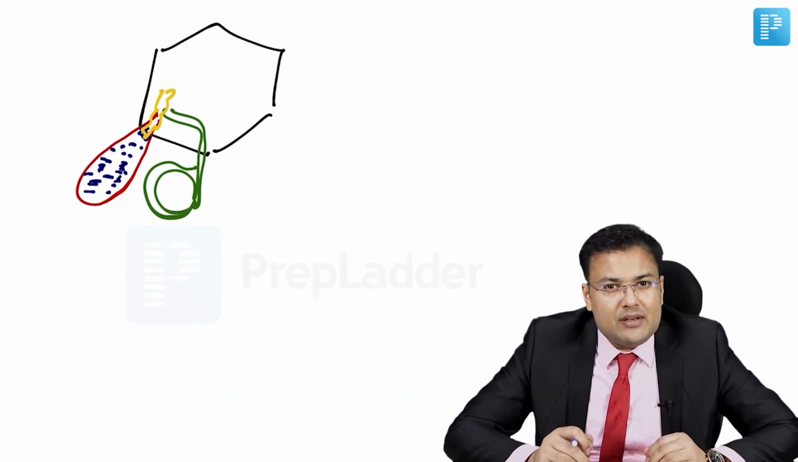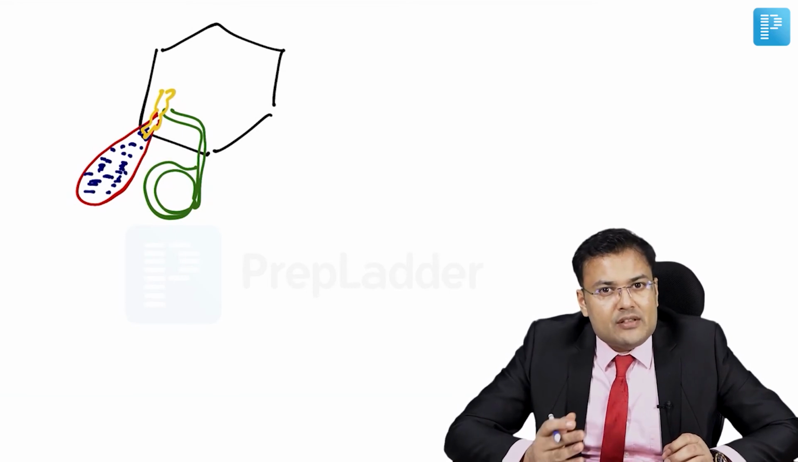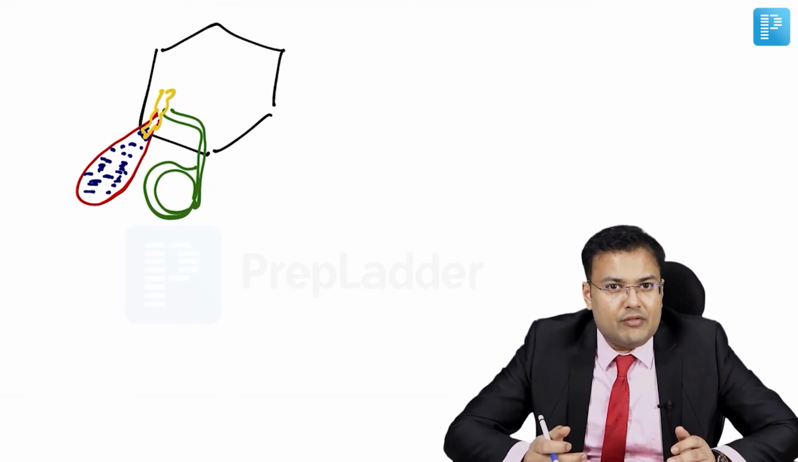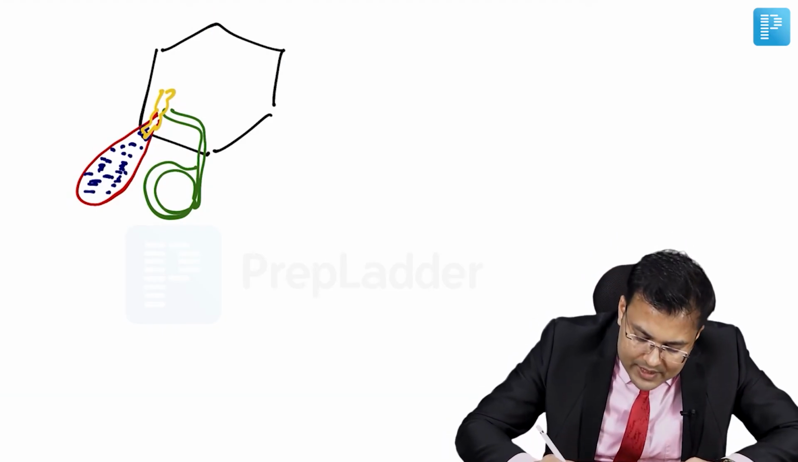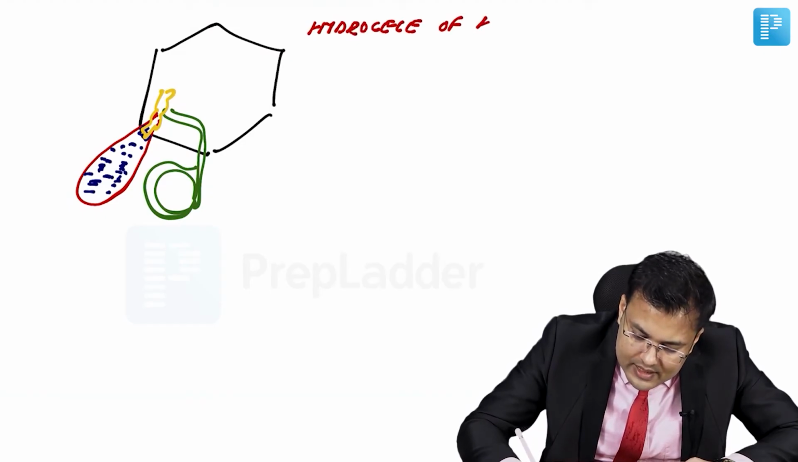And what is the treatment? This was the question in AIIMS. What is the treatment of hydrocele of hernia sac? So we have to perform what? Herniotomy. So this is very important. Hydrocele of hernia sac.